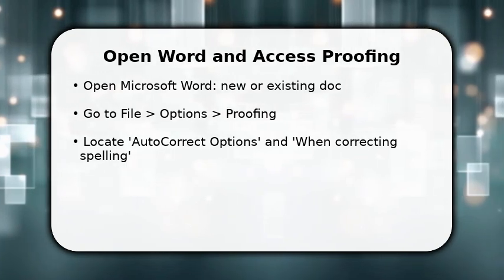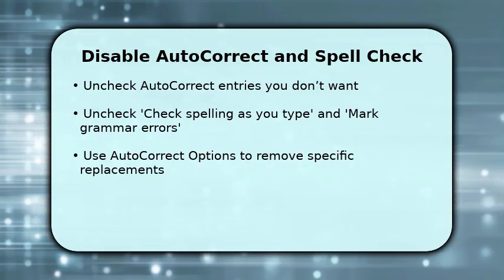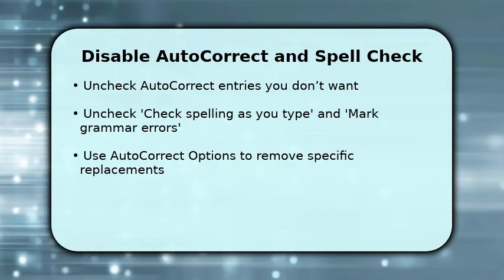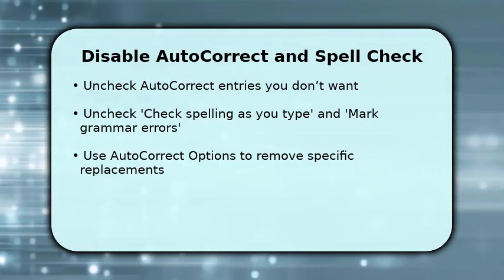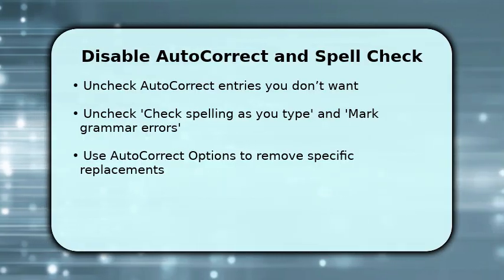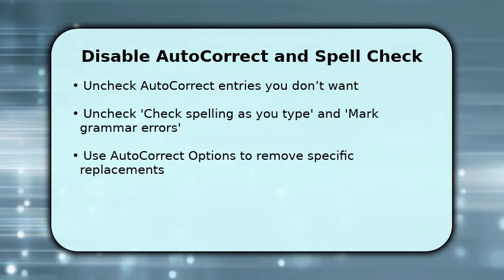Now turn off the automatic behaviors. Open Auto-Correct options and uncheck replacements you dislike, then close that dialog. Next, in Proofing, uncheck "Check spelling as you type" and "Mark grammar errors as you type" so Word stops altering text and showing red or green underlines. Once done, press OK to apply changes.